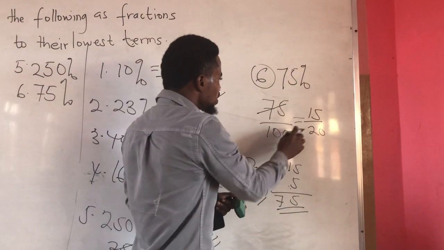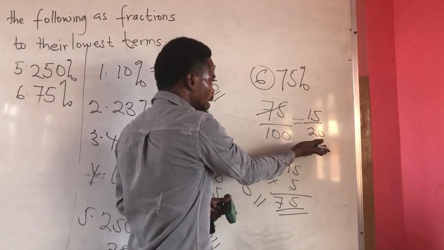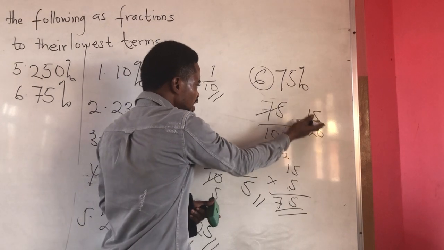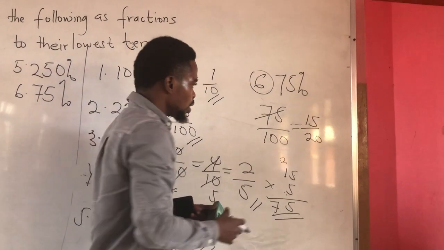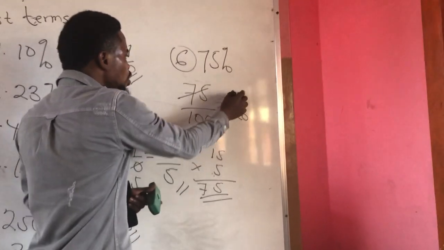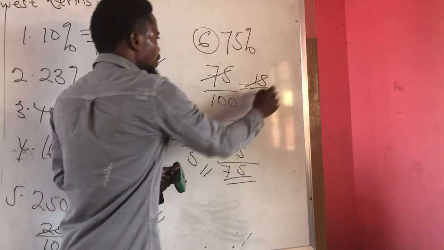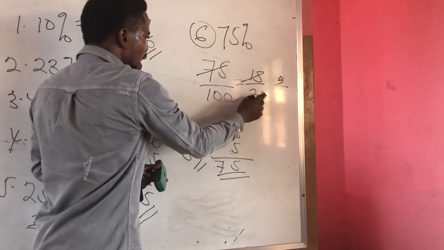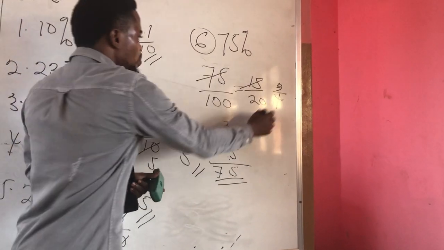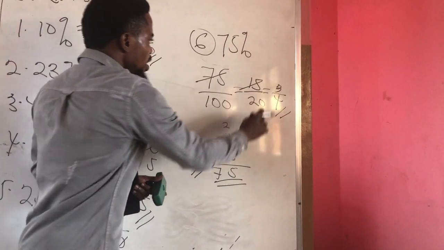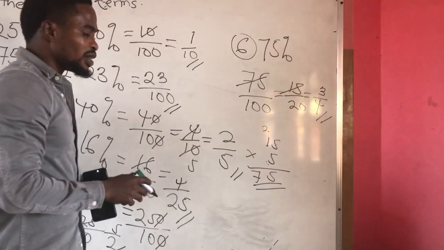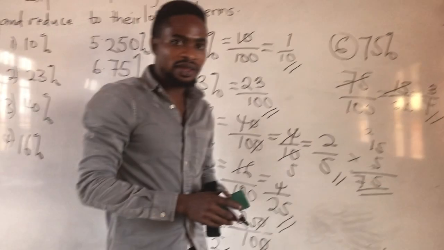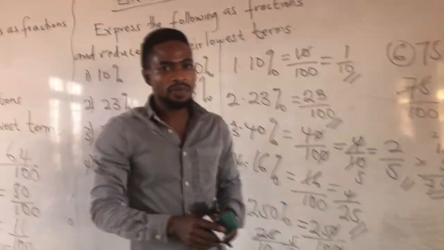Now I move on. It doesn't stop here. I can still break 15 and 20 down to the lowest term. So I look for a number. 5 goes into 15 three times, and 5 goes into 20 four times. So my final answer is 3 out of 4, or 3 divided by 4. This is my final answer.